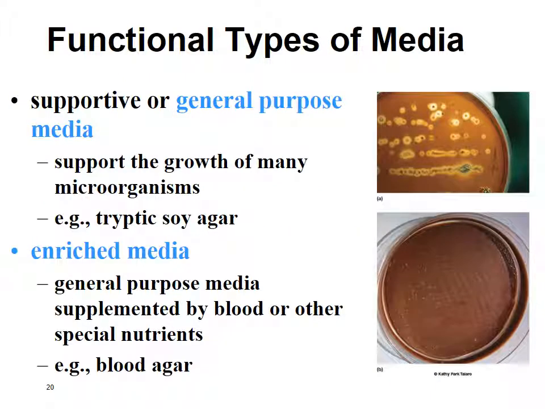Supportive or general purpose media supports the growth of many different species of microorganisms. One example is tryptic soy agar. Enriched media is also general purpose media, but blood and other special nutrients may be added to encourage the growth of fussy microorganisms. A couple of examples are shown here.